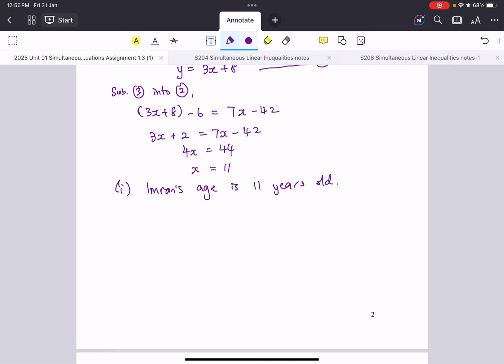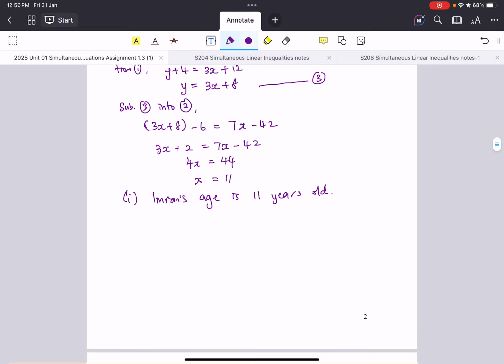Okay, for part 2, what do they want? They want us to find the mother's age when he was born. So first we find the mother's current age, then minus 11 years, right? So to find the current age, that means we want to find the value of Y. So we're going to sub X equals to 11 into equation 3. So Y is equals to 33 plus 8 equals to 41.